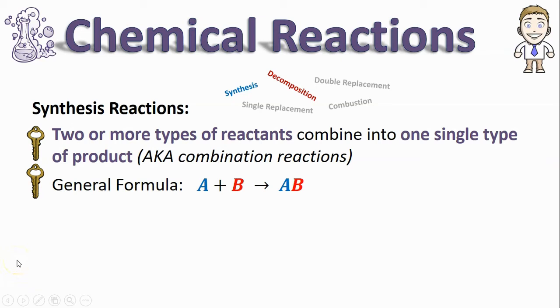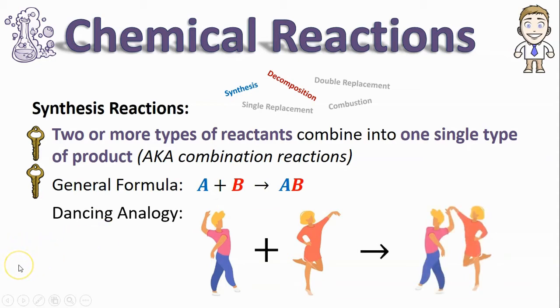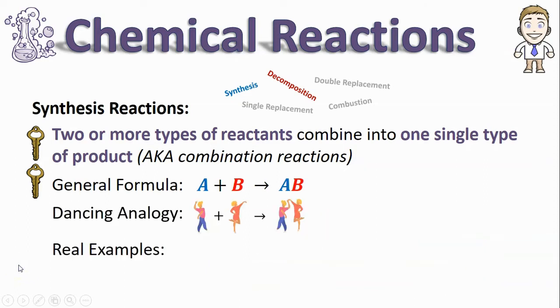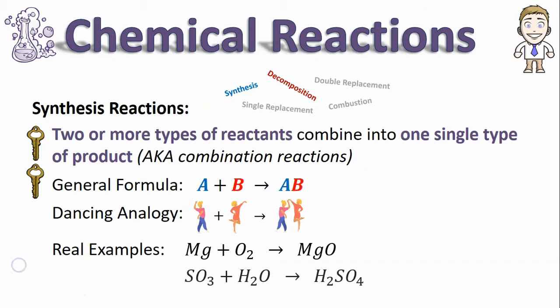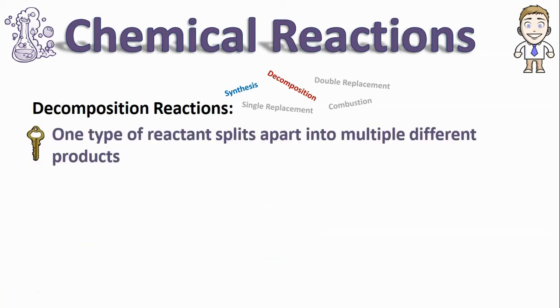For each of these reaction types, we can use dancing as an analogy to understand how it works. You can imagine 2 people dancing separately would be equivalent to the A and the B, separate reactant particles. If those 2 people combined and started dancing together, they would be forming one new product like AB. Some real examples of this would be Mg plus O2 combining to make MgO, or SO3 plus H2O combining to make H2SO4.